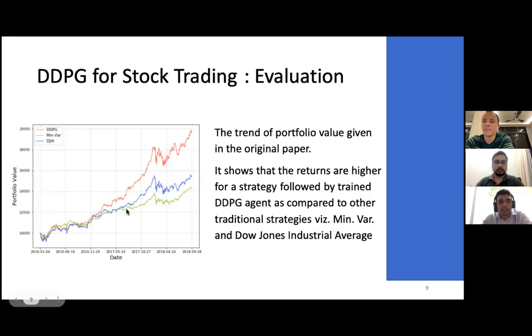This chart here is from the paper itself. It shows the trend of portfolio value, which was obtained through the trained DDPG agent. So you can see the difference is quite high as compared to the traditional strategies of min variance or the Dow Jones Industrial Average.